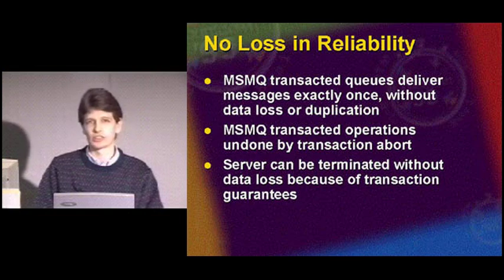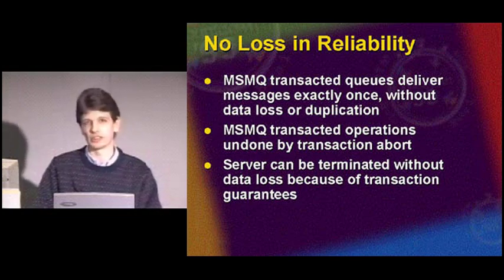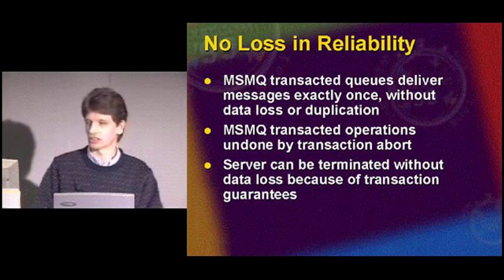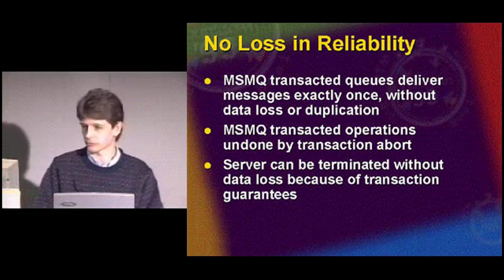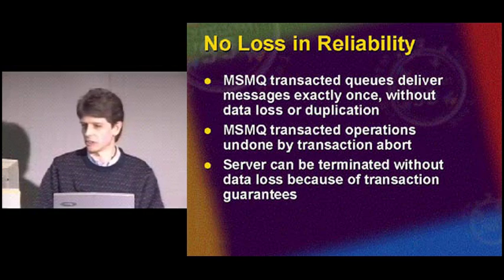MSMQ transacted operations can also be undone by transaction abort. So if we have a transaction which includes putting the data in the queue and updating a database, if we fail to update the database, the request won't go into the transacted queue. It will be rolled back. So we can guarantee to keep the database and the queues in sync. And the server can be terminated without data loss because of the transaction guarantees.